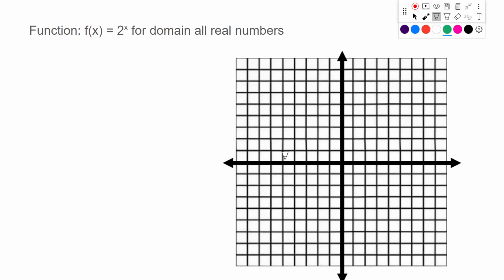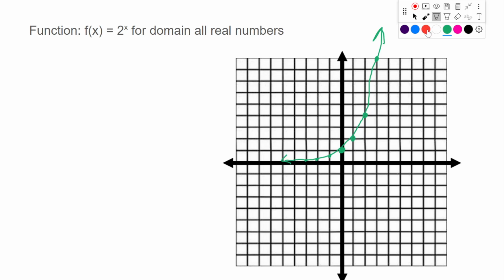Now, if I were to graph this for the domain of all real numbers, I'm just going to use a scale of 1 here. So 2 to the 0 would be 1, 2 to the 1 is 2, 2 to the 2 is 4, 2 to the 3 is 8. When I say domain of all real numbers, that means I can use other values like 2 to the negative 1, and it's going to get closer and closer to 0, but never actually equal 0. So this is the graph of that function for all real numbers.